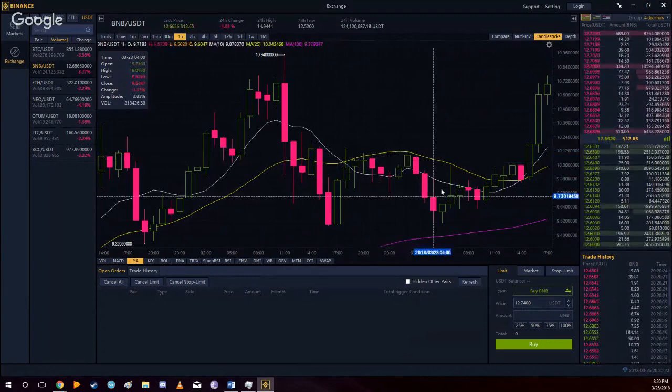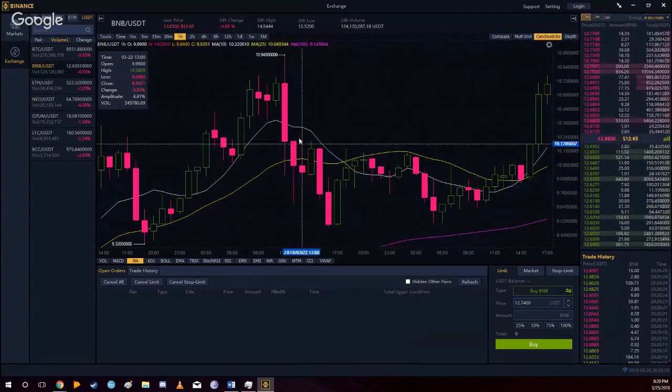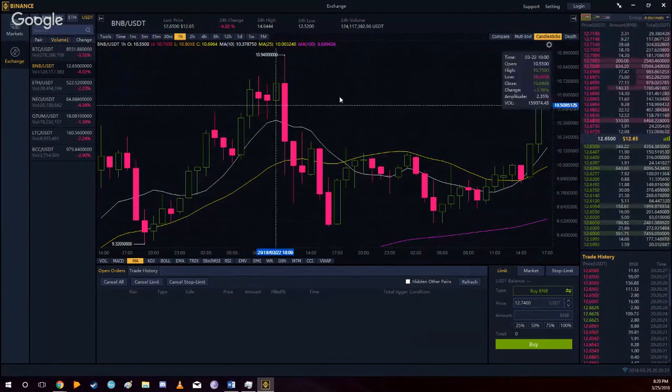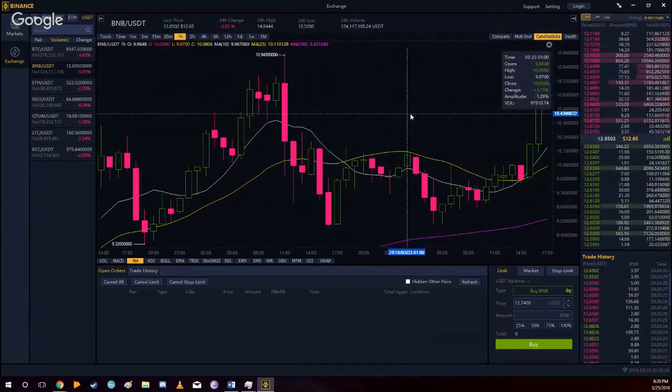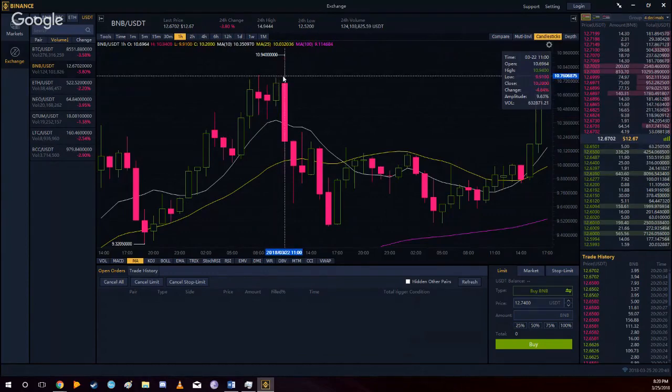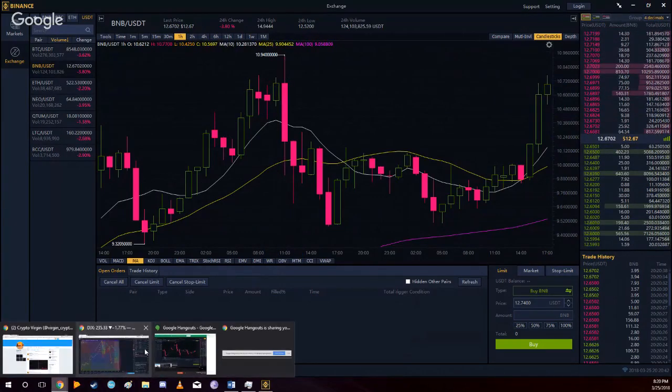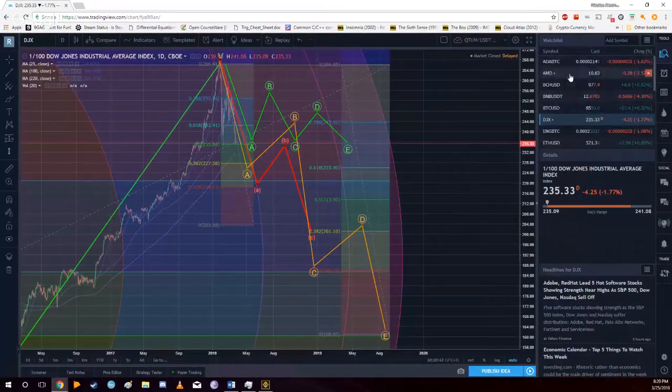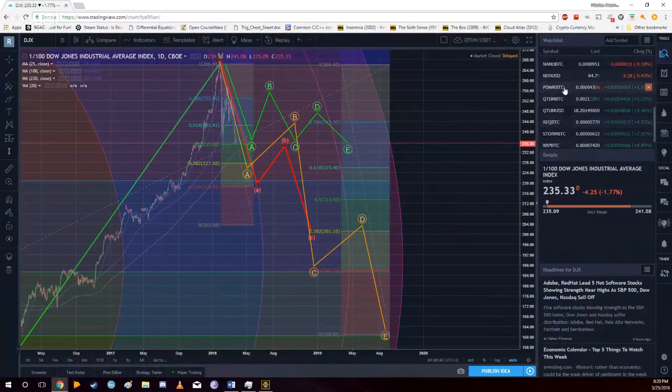If you have an eye for it, you can see some patterns that are happening here, you know? Let's move to TradingView for a more accurate description on that. Okay, let's move to Binance Coin.